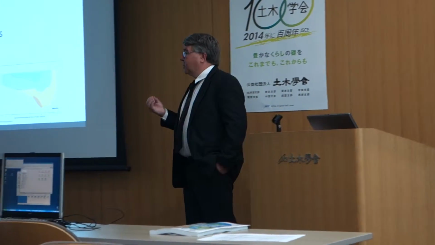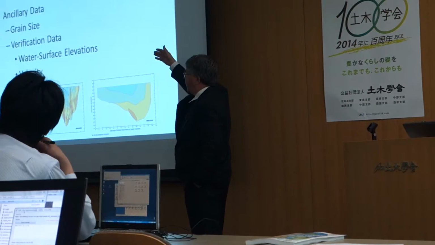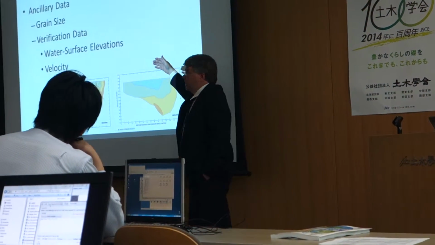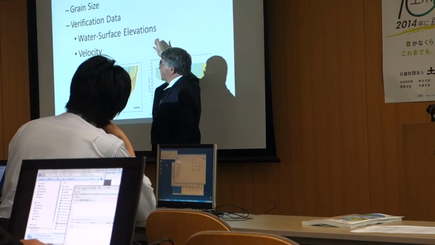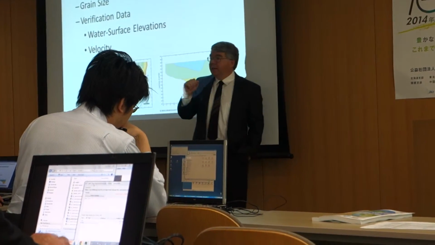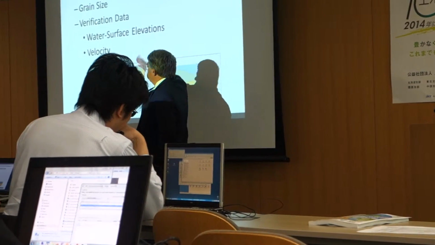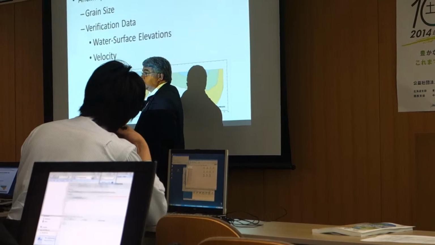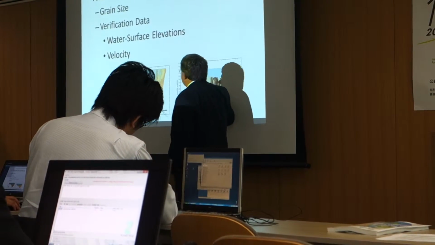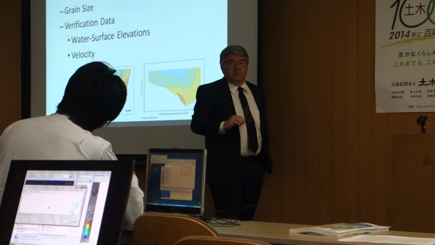The kind of data that isn't required, but that is nice to have, the ancillary data, could be things like grain size or verification data. Verification data could be water surface elevation measurements for comparing, as Rich just showed you in the demonstration. Or you can have ADCP measurements, ADCP cross-section of velocity. You can compare those to model results within the interface.